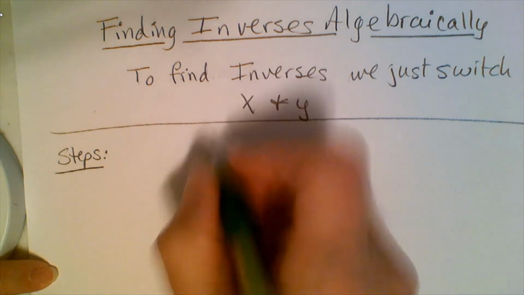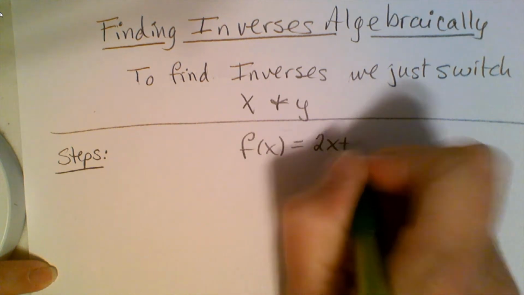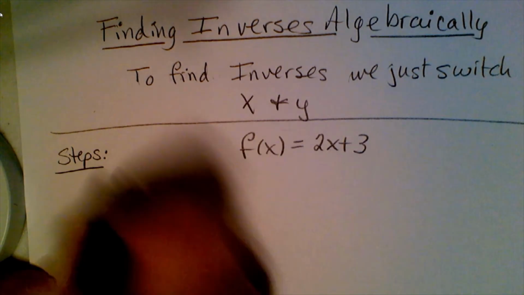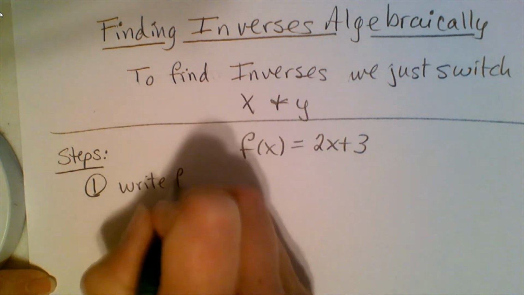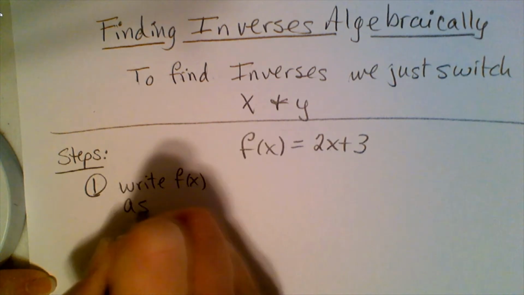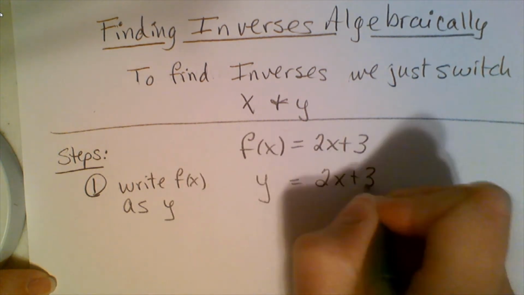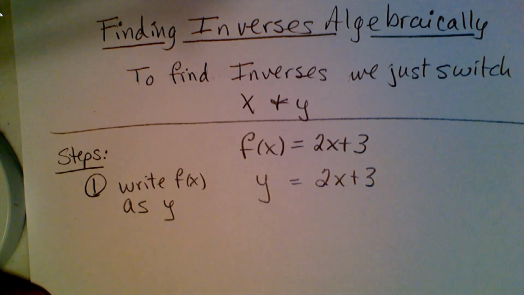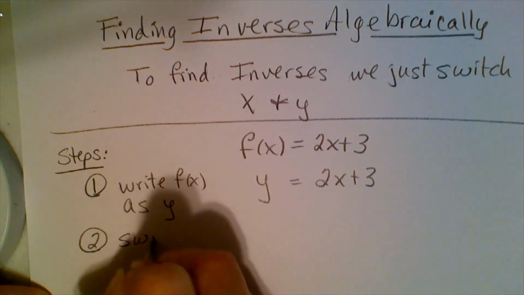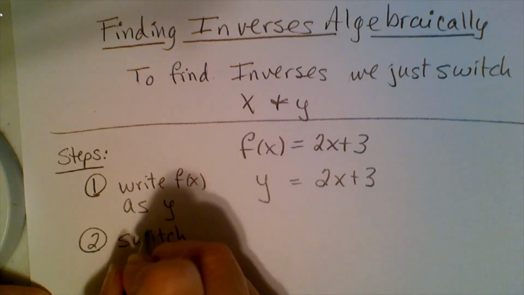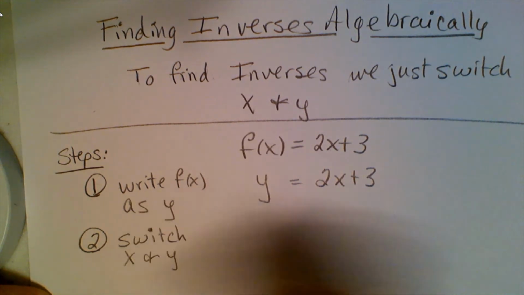So we will need an f of x. So we've got this f of x is equal to 2x plus 3. So this is the equation we have. Step 1: write f of x as y. So we have y equals 2x plus 3. Step 2: switch. So there it is. It's the inverse, so we're going to reflect it over the line y equals x. Switch x and y.